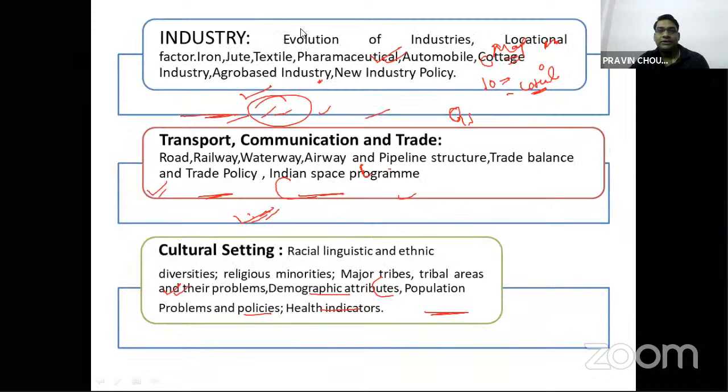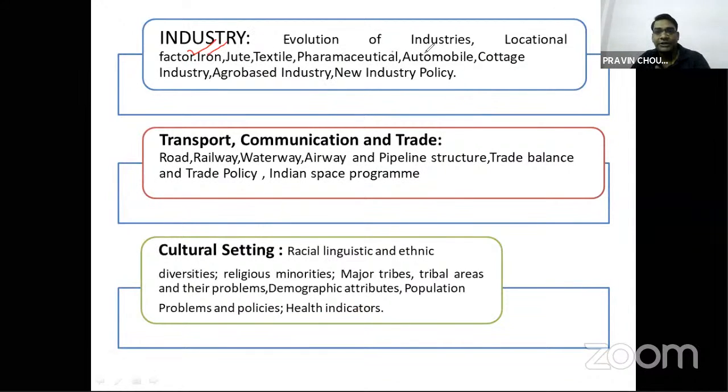Okay, and another topic is industry, where you see the evolution of industry in India, like the locational factors, like what is the reason for iron and steel industries. You see iron and steel industries located very close to the coal fields. Where the coalfields are, there are iron and steel industries very near. For example, Tata at Jamshedpur. Okay, jute industry, textile industries, pharmaceutical industries, automobile, cottage industry, agro-based industry, and new industry policy.